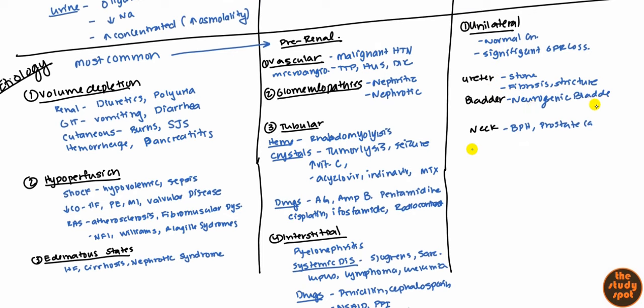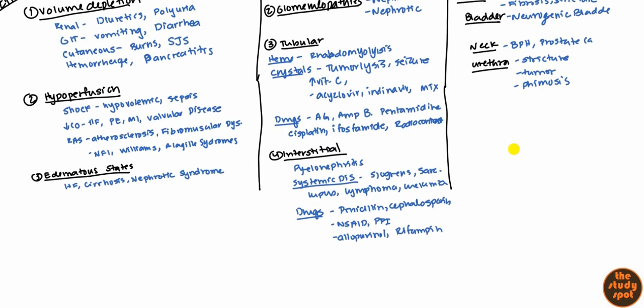So bladder causes will be like neurogenic bladder. So the bladder is not contracting, and so you're getting obstruction. The bladder neck causes will be benign prostatic hyperplasia and prostate cancer. And finally, we have the urethral causes, which is similar to ureter's causes, that stricture, and of course stones and all that, as it gets down there. But you also have tumors and you can have phimosis. So that's kind of a few extra items there.